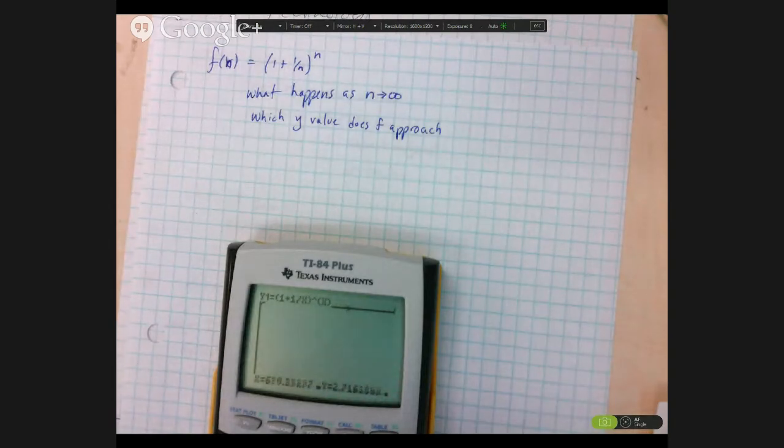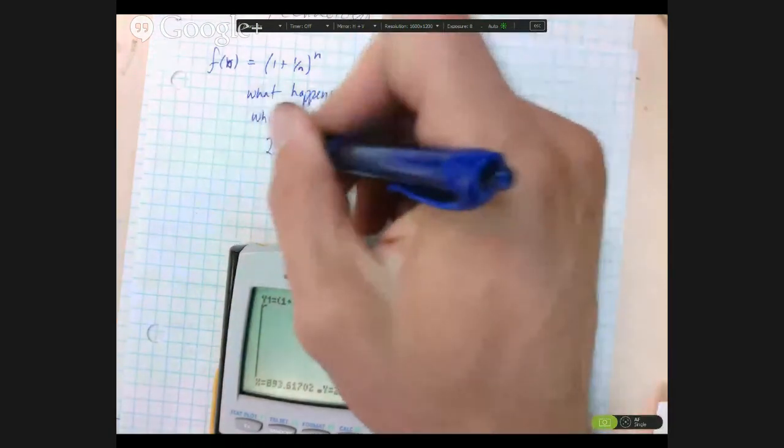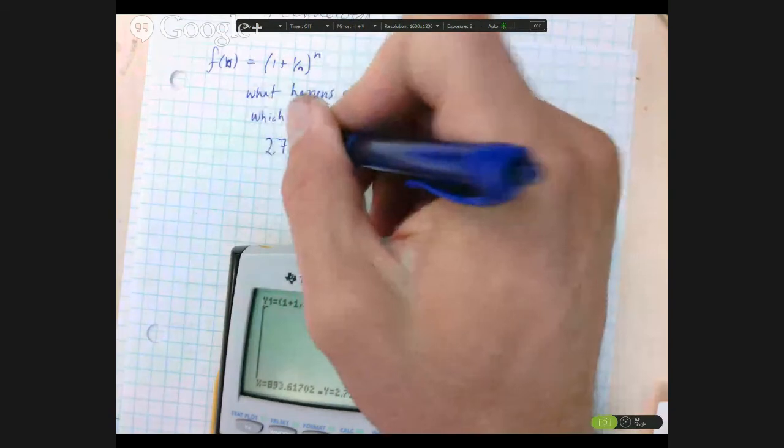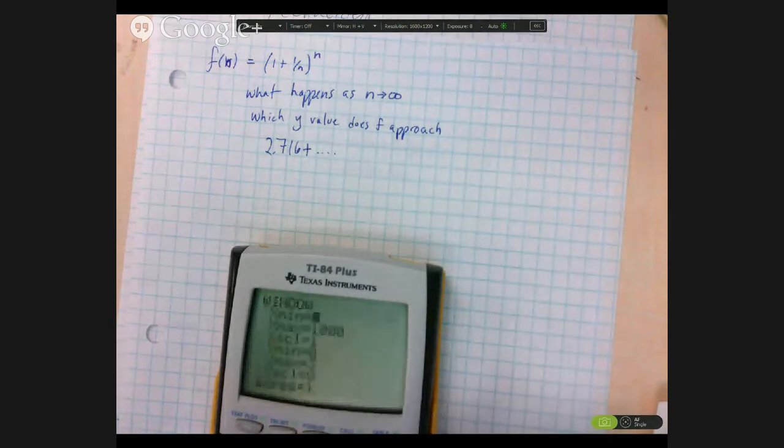What's your y value going towards? I'm getting like 2.716 plus, and it keeps going. What number do you think it's approaching? Let's try a different window. Let's try 10,000. Oh yeah, we're getting big now.